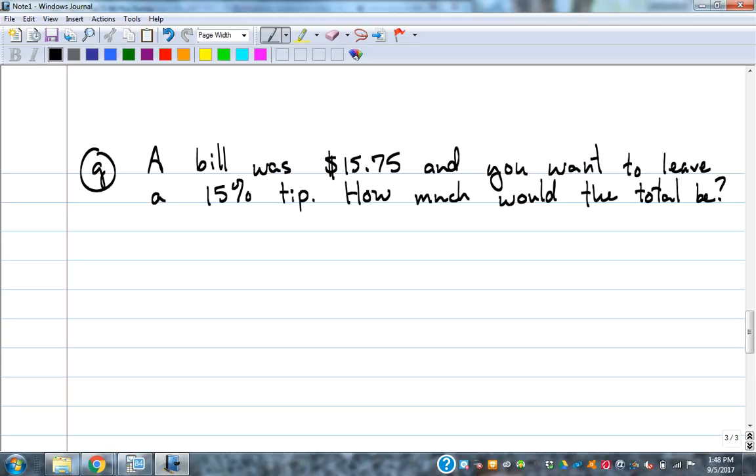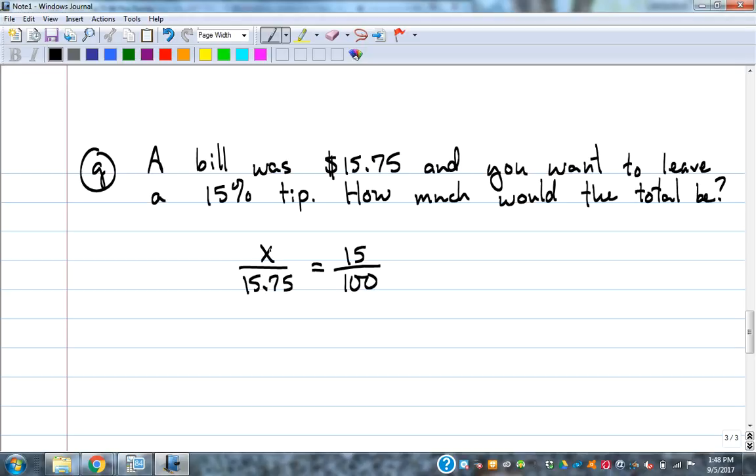So for Shannon, go ahead. Okay. Yes, that's correct. Because we're leaving 15% of our total bill. Our bill is $15.75 right now, so we're going to tip off of that amount. And so we're going to have an x in the numerator there. So that's one way to do this problem. It's probably the most common way of doing that.